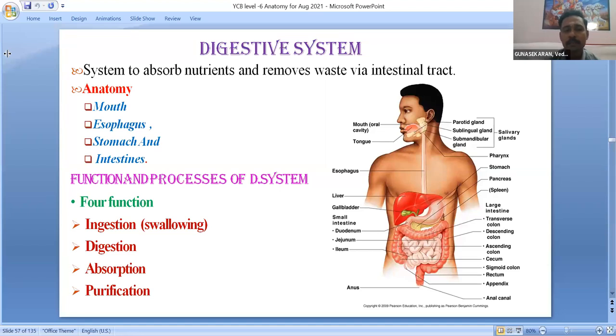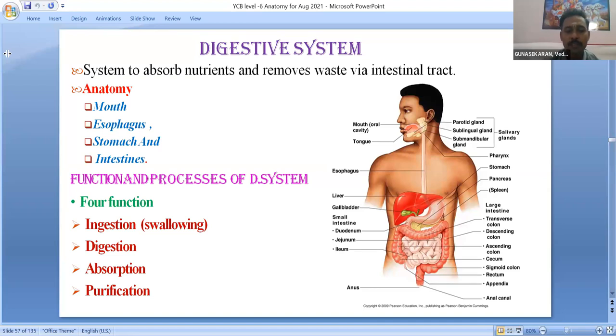Then move to the physiology. Always do not forget structure and function. Whatever system you have to explain, at that time you use anatomy, then physiology. Structure and function, right? Now, the function of the digestive system. Structure and function are an important, major portion.